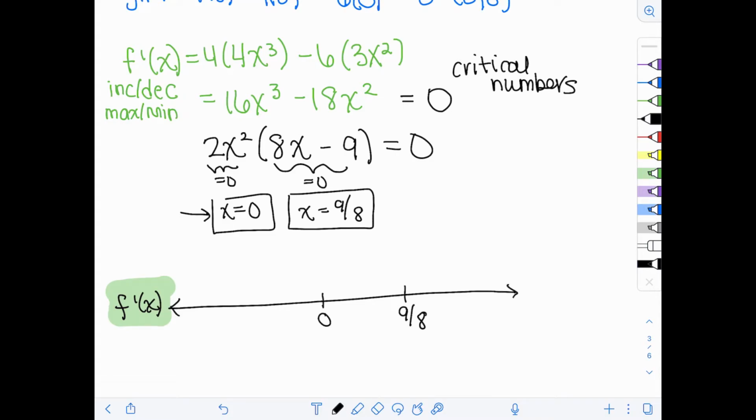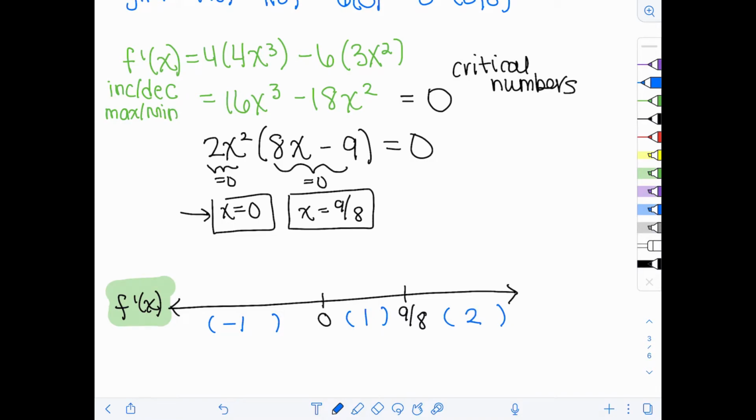With this number line, you treat it like any number line, which means it has to be in order. Smaller numbers go on the left, bigger numbers go on the right. At this point, what I want to do is choose any number in each interval. In this case, I have 3 intervals. I'm going to choose any number in that interval to plug into the first derivative. For the first interval, I just need anything less than 0, so I'll plug in -1. Between 0 and 9 over 8, I can plug in 1. Anything bigger than 9 over 8, I'll plug in 2.